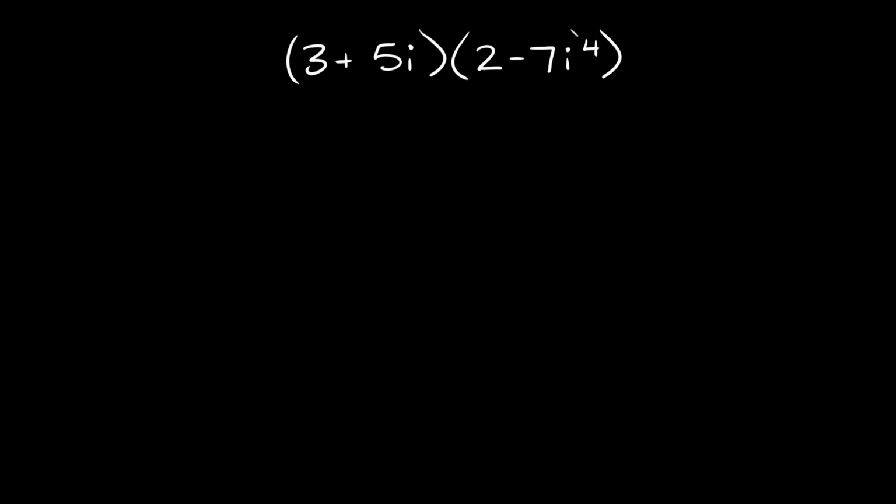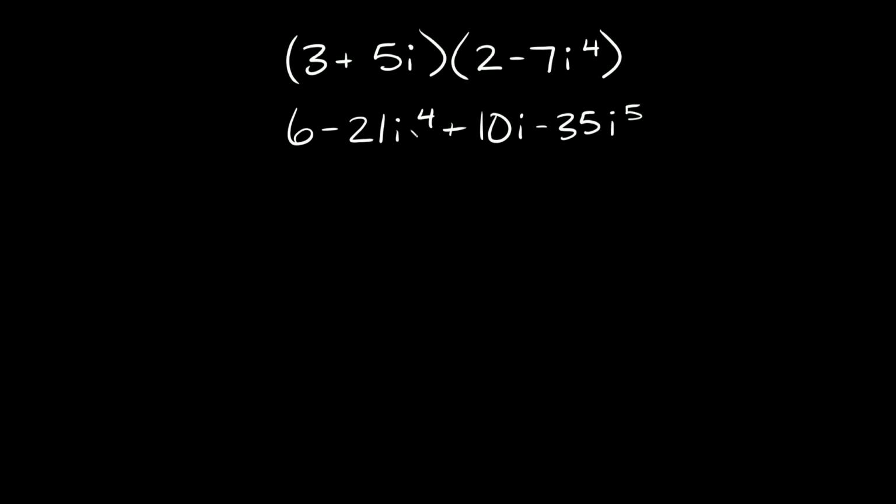Okay, so here we have a binomial times a binomial, so that means we're going to have to FOIL, right? So these parentheses, 3 plus 5i, times these parentheses, 2 minus 7i to the 4th, right? So if we're going to FOIL, the first term is going to be 3 times 2, which is equal to 6. The second term, or the outside, 3 times negative 7i to the 4th is negative 21i to the 4th. And then inside, 5i times 2 is positive 10i. And then lastly, we have 5i times negative 7i to the 4th, which is negative 35i to the 5th.